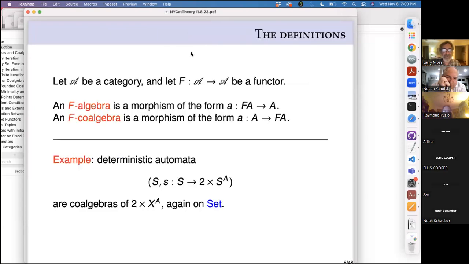Okay, so here are some more definitions. An algebra, remember, is a map from FA to A, and turning the sense of the arrow around gives you a co-algebra. The name co is just because it's turned around. So a co-algebra is a map from A to FA, where F is just some functor. And of course, in order to talk about co-algebras, you have to have a category and a functor from the category to itself.